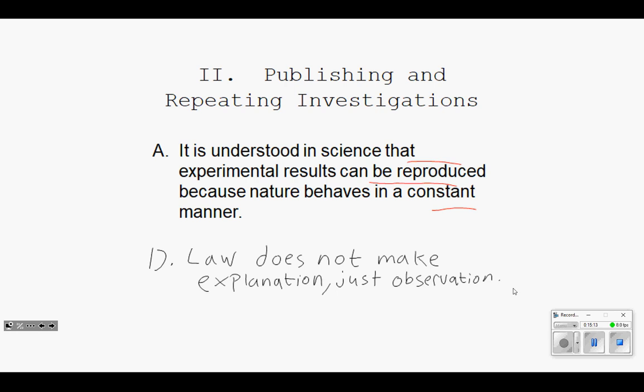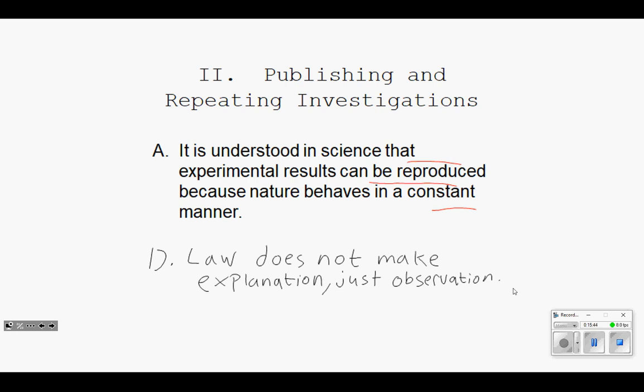That brings me to another thing, the difference between hypothesis, theory, and laws. Laws do not make an explanation, just an observation. Like, let's say things fall on Earth at 9.8 meters per second per second. And we continue to test that and test that and test that. And that's what we've observed to always happen. We're not making an explanation of why they're falling at that speed, just stating it. That would be a law.